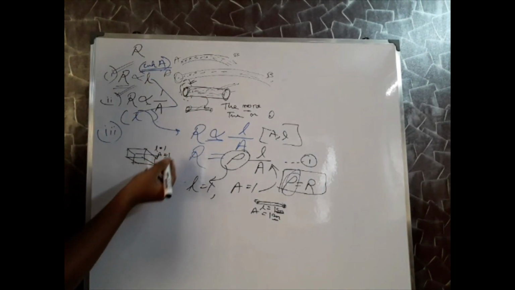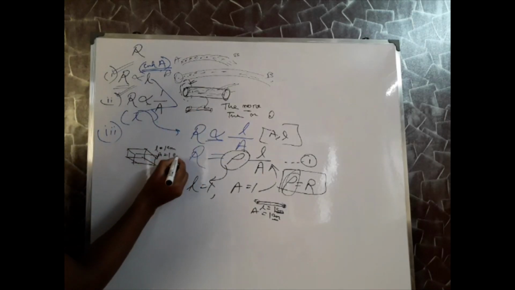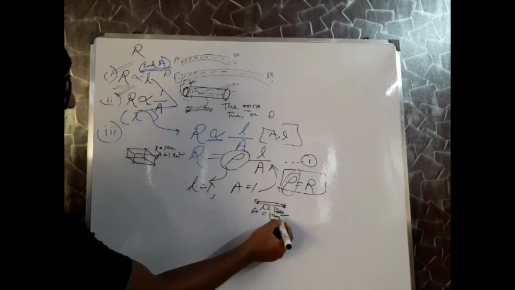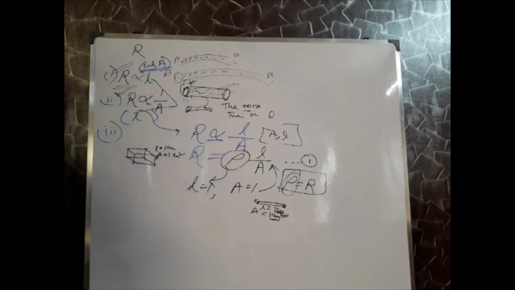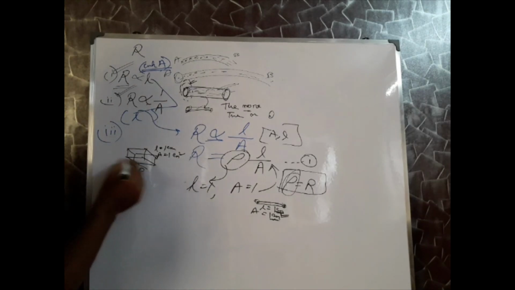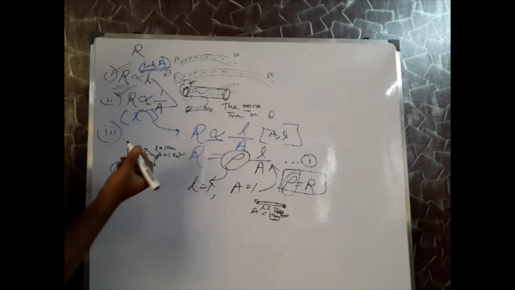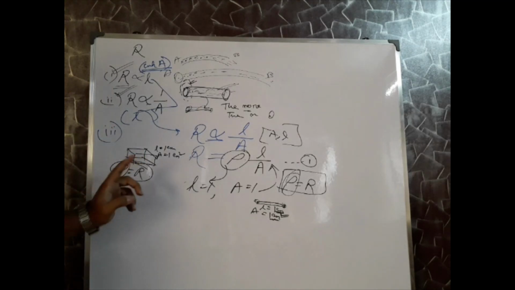So if L equals 1 centimeter, then A equals 1 centimeter square. Here also 1 centimeter square. So L equals 1 centimeter and A equals 1 centimeter square. Then what will be the rho? Here rho equals the resistance. Rho equals the resistance, that means for the unit cube, the resistance between two opposite sides is called resistivity or the specific resistance.